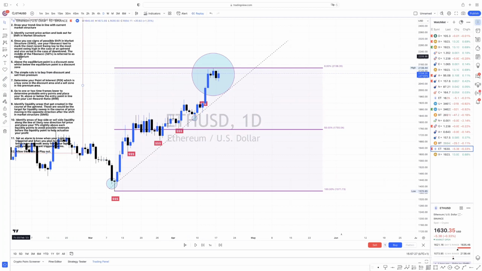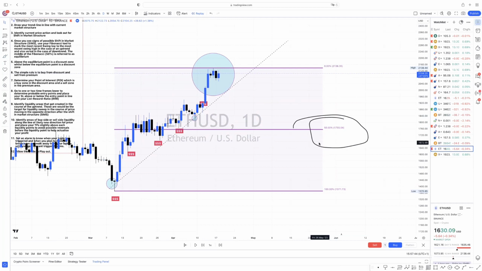And I said the middle of the Fibonacci is actually called equilibrium. So this 50% zone is actually the equilibrium. I'm referring to this area, all right? So that is the equilibrium.